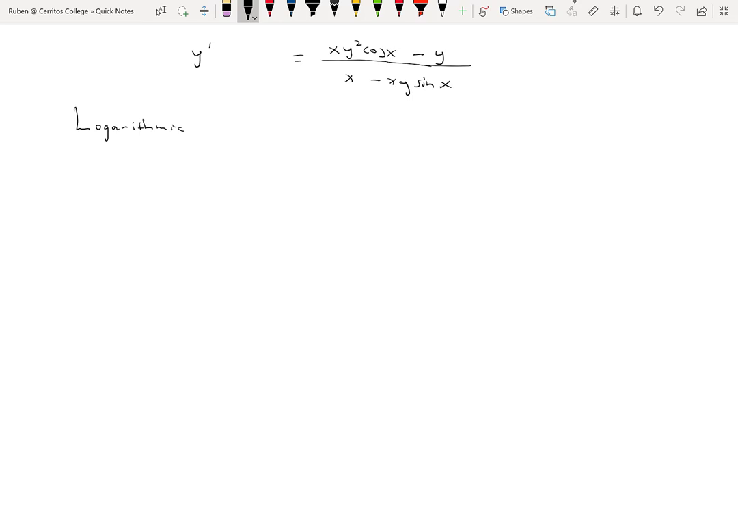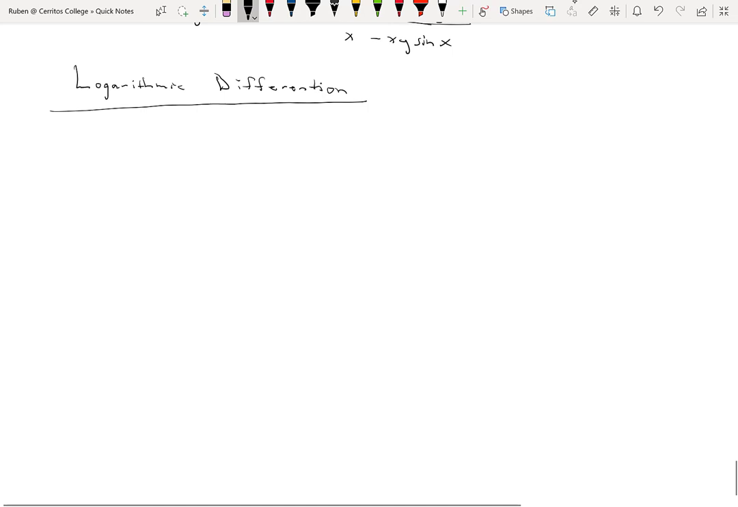Logarithmic differentiation. Don't panic. Its name sounds really complicated, but it's a fancy name for something that makes some differentiation that you did in Calc 1 that was very difficult really, really easy. So let me dig in.